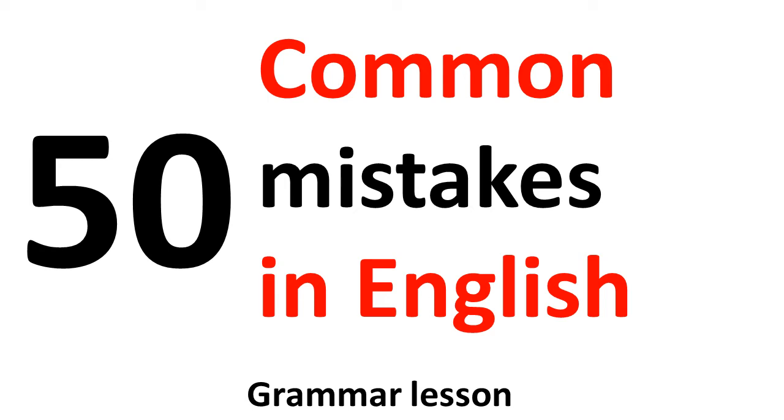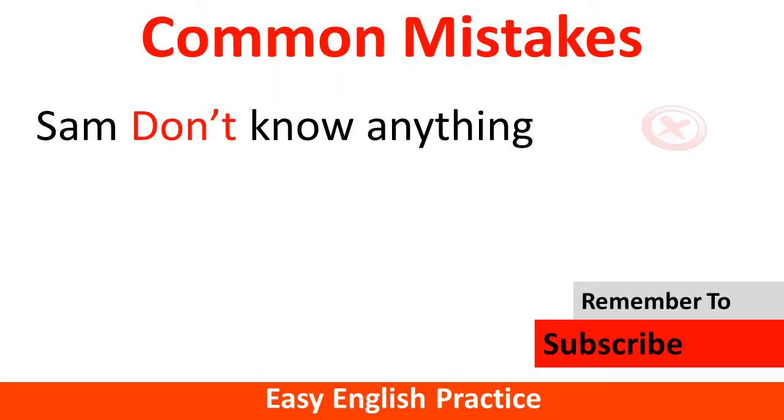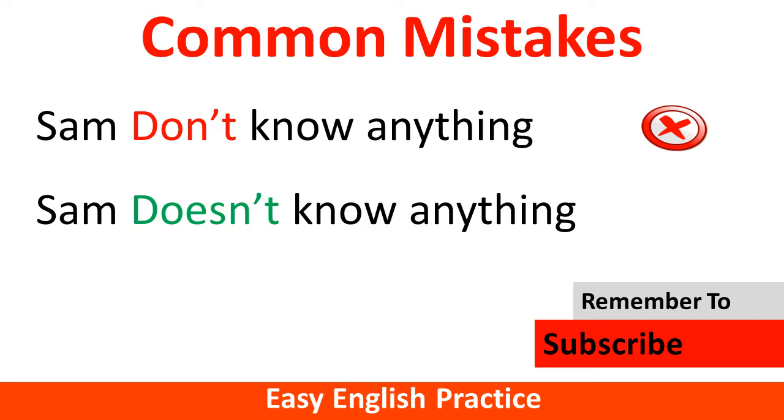In this video we'll go through 50 common mistakes in English and how to correct them. Sam don't know anything. The correction is Sam doesn't know anything. Why is that? Because Sam refers to he. With he, she, it you have to use does, not do.